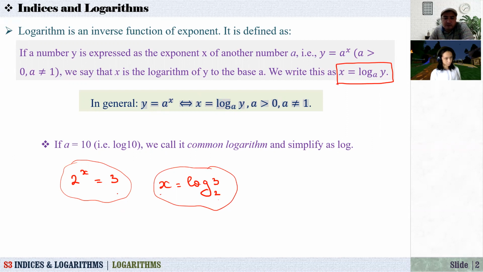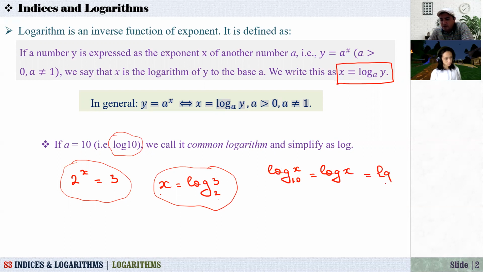Sometimes in many books, if the base is 10, we simply denote this by log 10. Log 10 means the base is 10. So the logarithm of something to the base 10, or just log of x, that's the logarithm of x to the base 10, which is called the common logarithm.